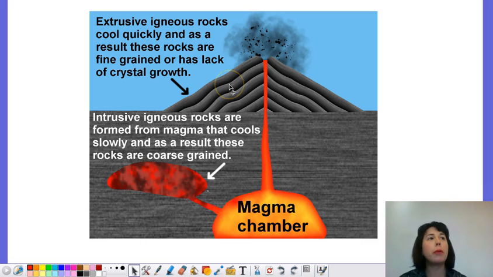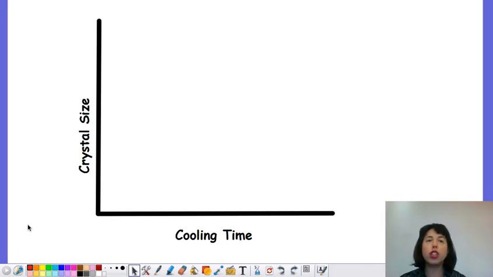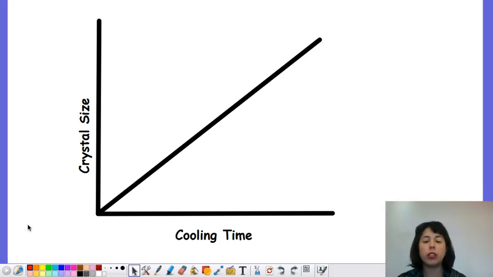This picture just pretty much illustrates and reinforces what I said. Extrusive igneous rocks cool quickly above the surface right here from the lava. And right here we can see our intrusive, deep in the earth. So if we were going to make a graph of this, as we had more cooling time, what would happen to our crystal size? We'd have a direct relationship because as cooling time increases, crystal size increases.